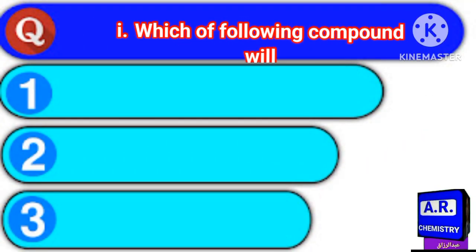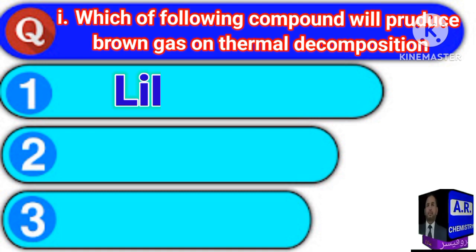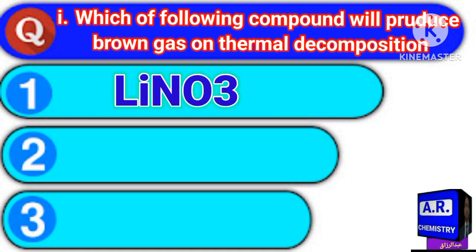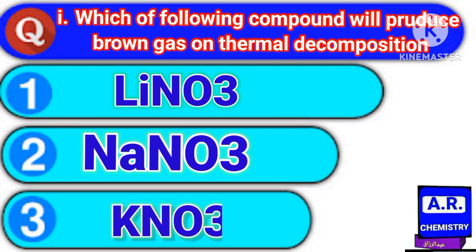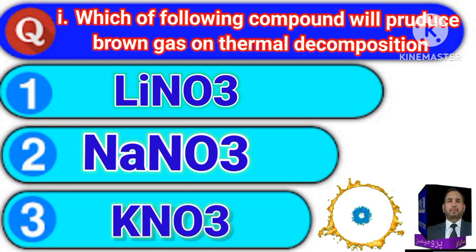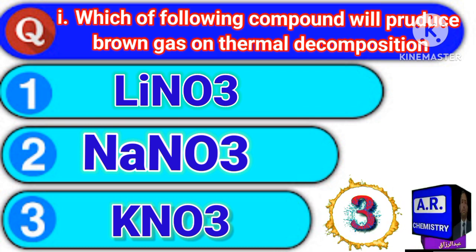Question number 1. Which of the following compound will produce brown gas on thermal decomposition? Number 1, lithium nitrate. Number 2, sodium nitrate. And number 3, potassium nitrate. Please pick the correct compound within 5 seconds.